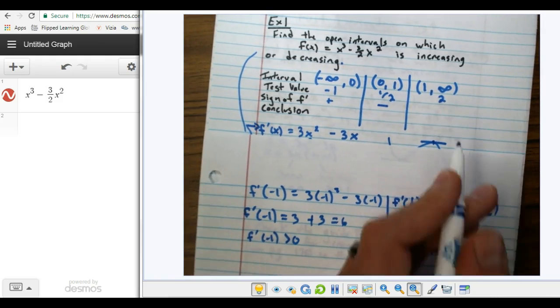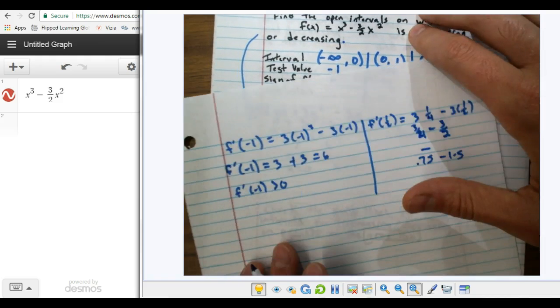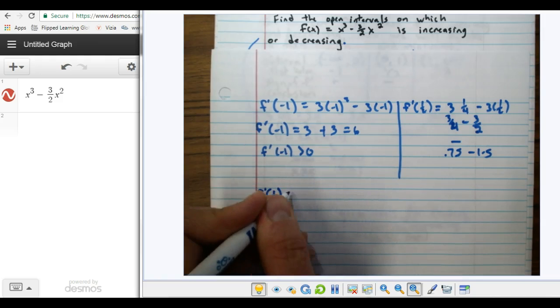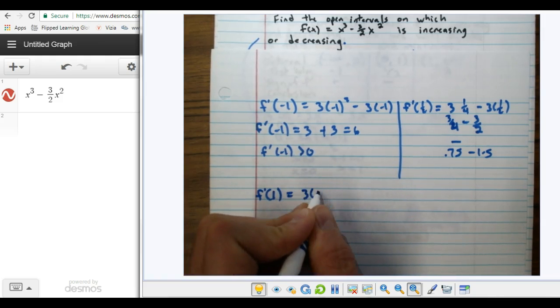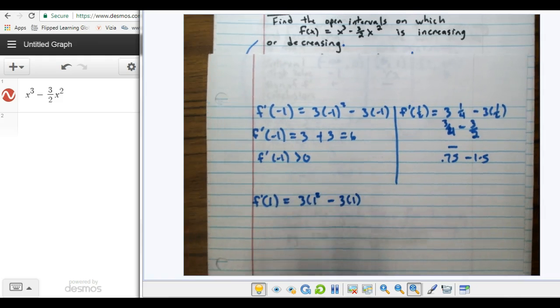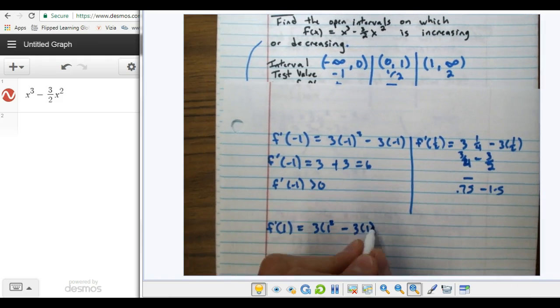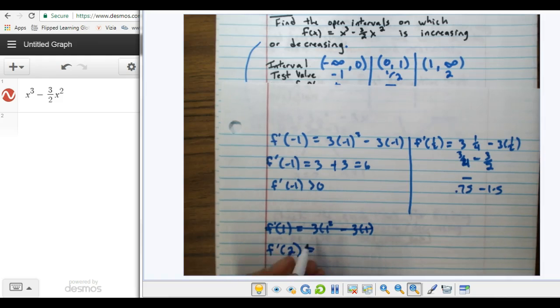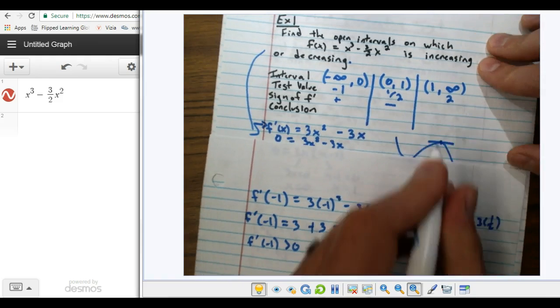And then between 1 and infinity, let's move this up here for a second. F prime of 1 is going to equal 3 times 1 squared minus 3 times 1. Wait, I can't use 1. Why am I using 1? I shouldn't have used 1. I should have used 2, the number that I actually chose. So let's try f prime of 2 equals 3 times 4 minus 3 times 2. That's 12 minus 6, which is positive. So this number is positive.